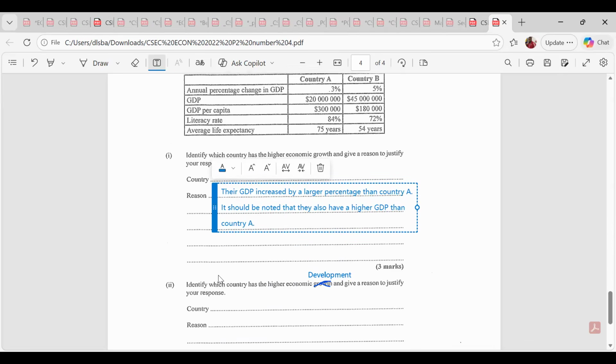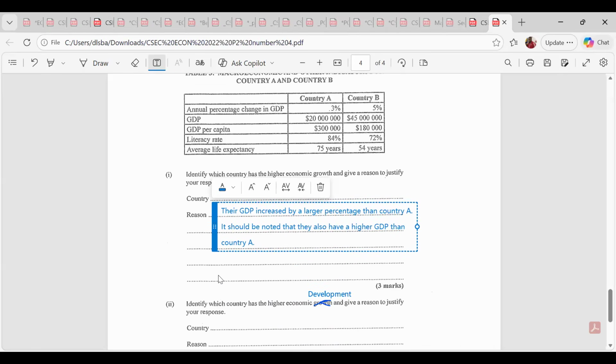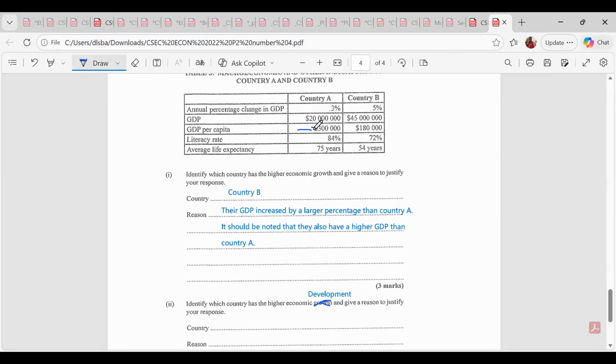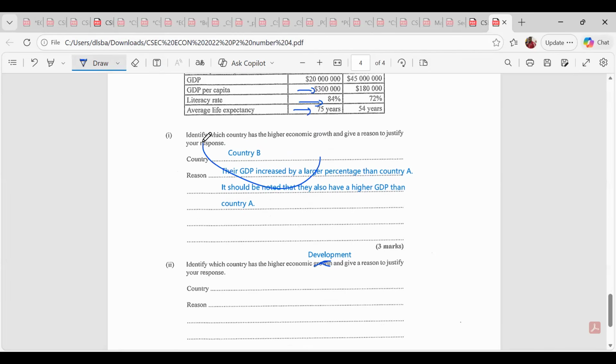Then they ask which one has the higher economic development. What will be the answer? Country A. Country A has the higher economic development, right? Because they have the higher GDP per capita. They have the higher literacy rate. And they have the higher life expectancy.